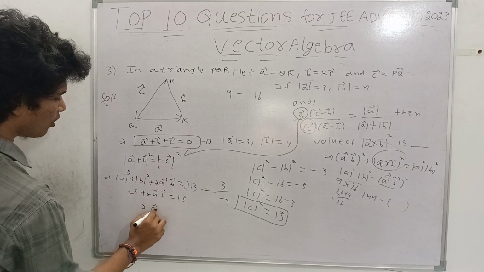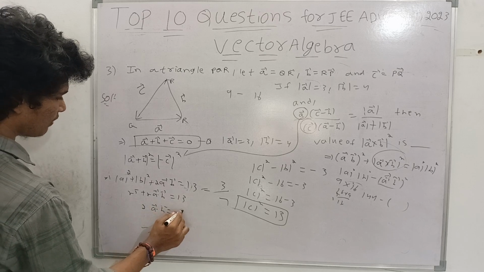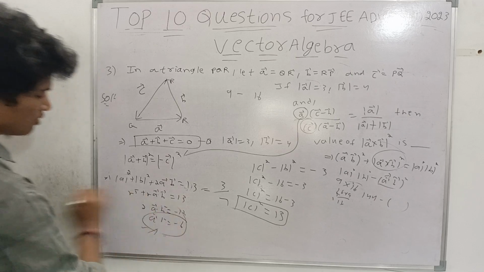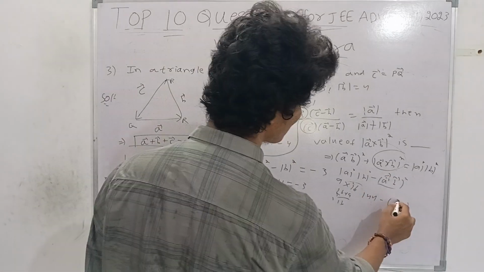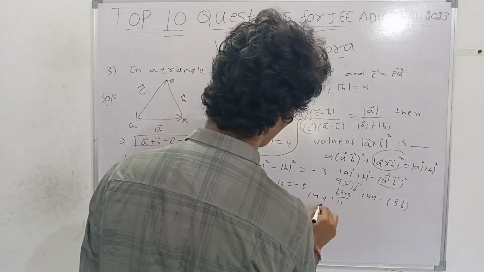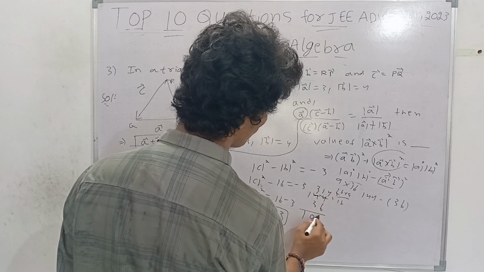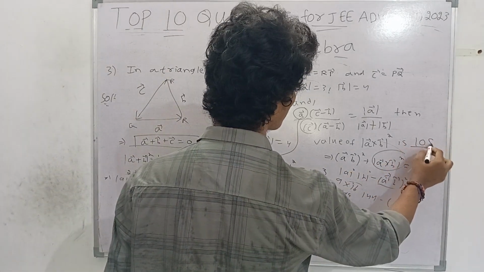2 times A dot B equal to how much? It is minus 12. And A dot B equal to minus 6. Simply substitute here. Minus 6 whole square, how much? It is 36. 144 minus 36 is 108. So the final answer is 108.